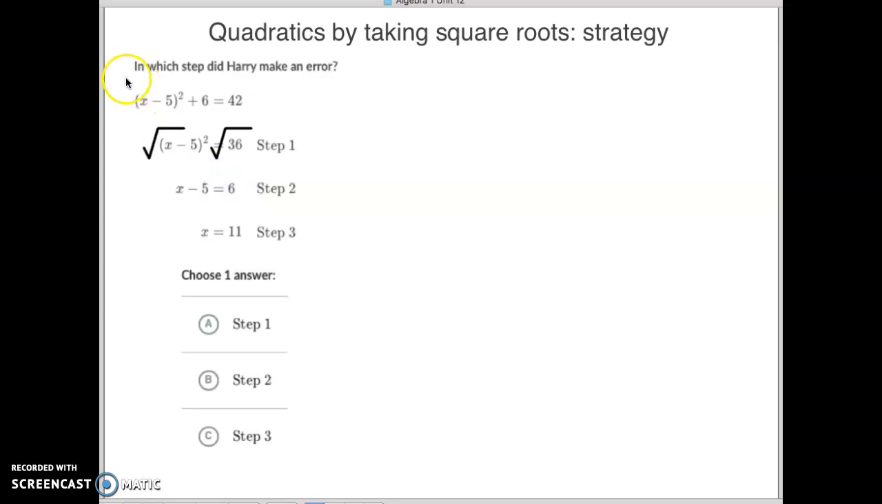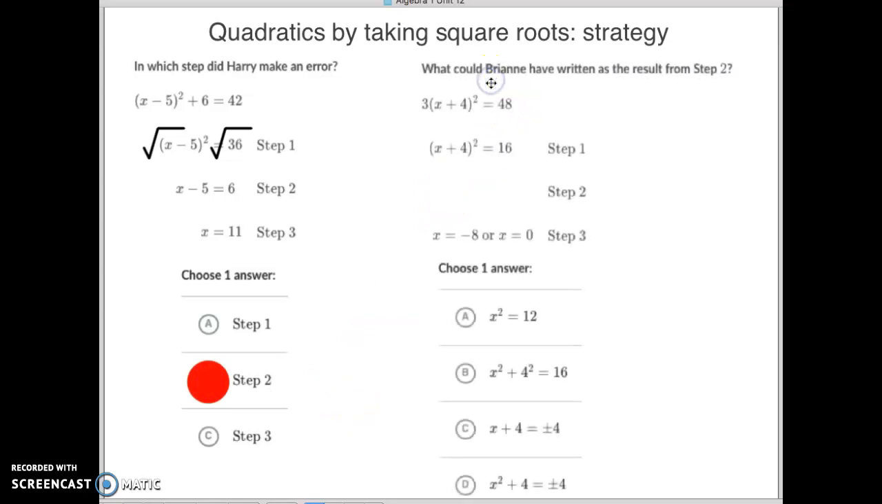And this is where, in quadratics, which means it's got that squared sign, you come up with two answers each time, two x-intercepts. And that's from this square root right here. So really, step 2 should have been x minus 5 equals plus or minus 6 right there. So step 2 is where this one went wrong. Hopefully you understood that.